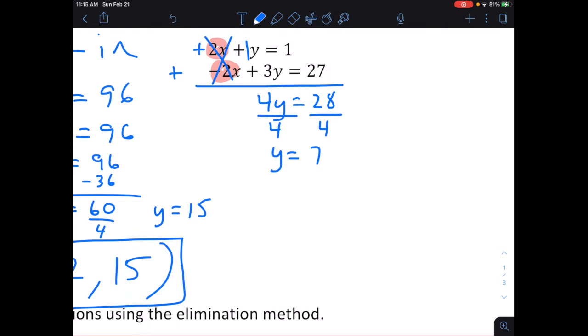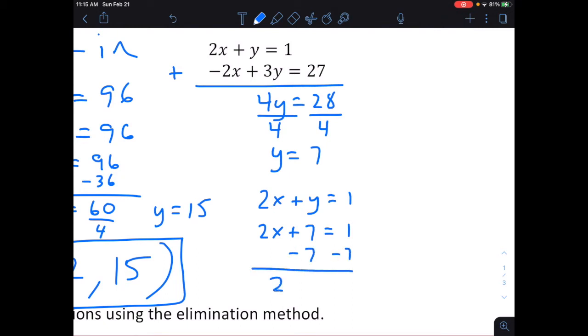Okay, now, again, if I look at this, it's kind of hard to see because I've written all over that equation, right? But maybe we can erase some of it. There we go. The top equation is going to be way easier. So if we do 2x plus y equals 1, plug in the 7 for y, 2x plus 7 equals 1. Subtract the 7. 2x equals negative 6. And then if we divide by 2, x is negative 3.